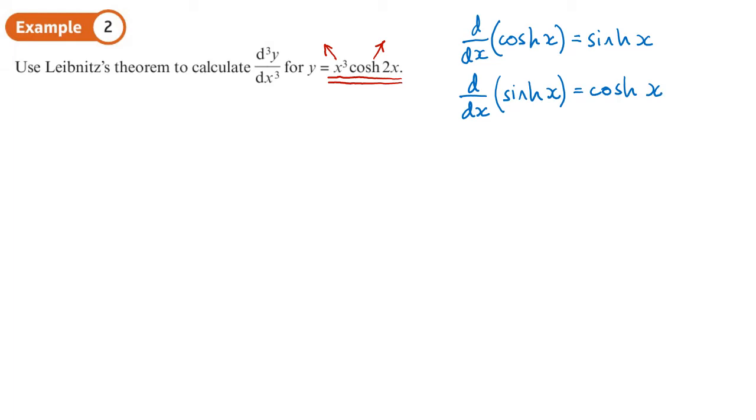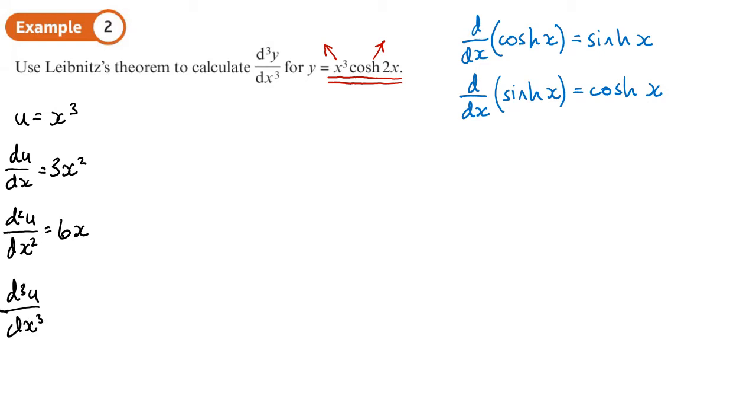So let's start by listing. So u equals x cubed, du dx is going to be 3x squared. The second derivative is going to be 6x, and the third derivative, this is as far as we need to go, is going to be 6. Right, so now let's do the same with the other part of the product, which is cosh 2x.